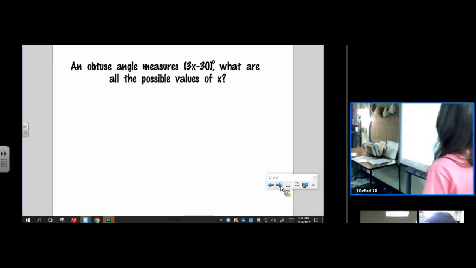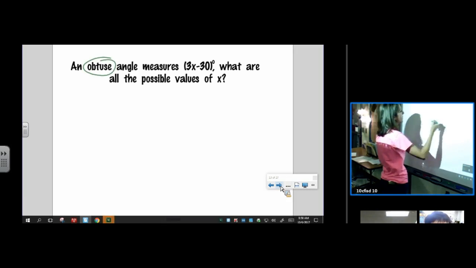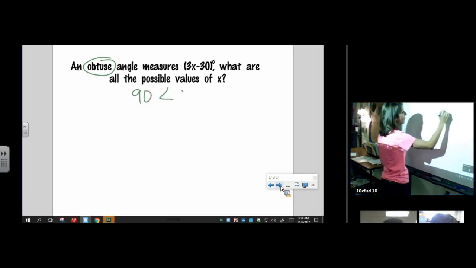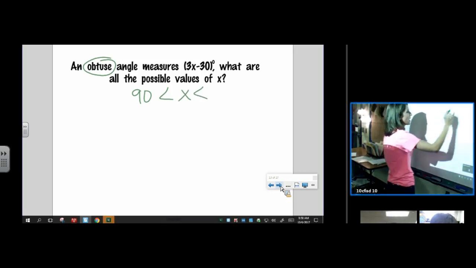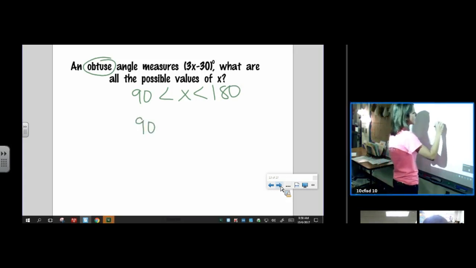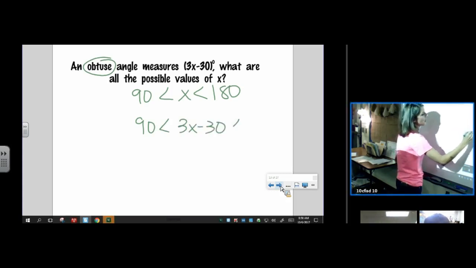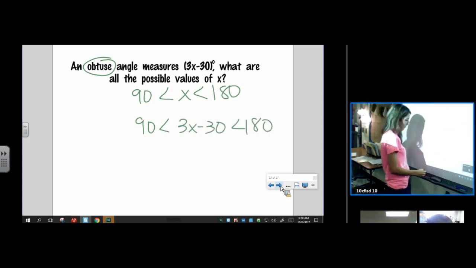Okay, so how do we set this one up? It's a little bit different. We've got the word obtuse instead of the word acute. So first let's write down where an obtuse angle needs to fall. It needs to be greater than 90 and less than 180. So I've got 90 is less than, then I put my angle in there, 3x minus 30, which is less than 180.